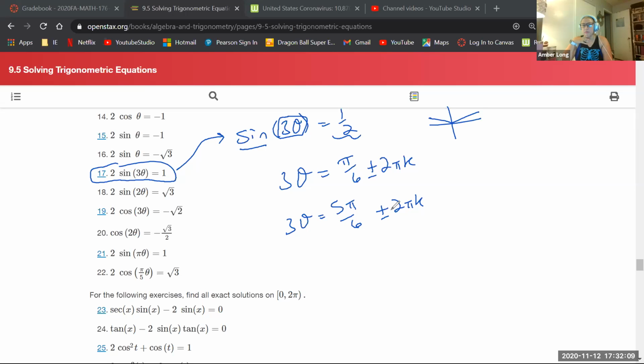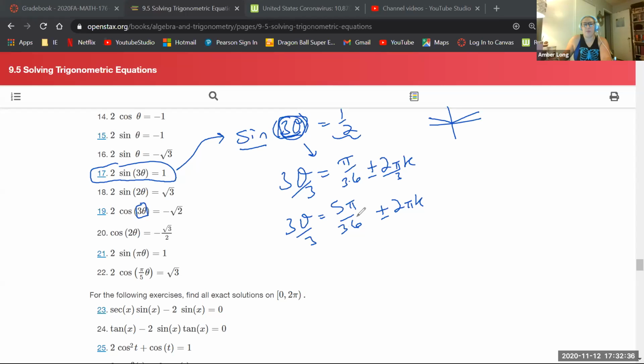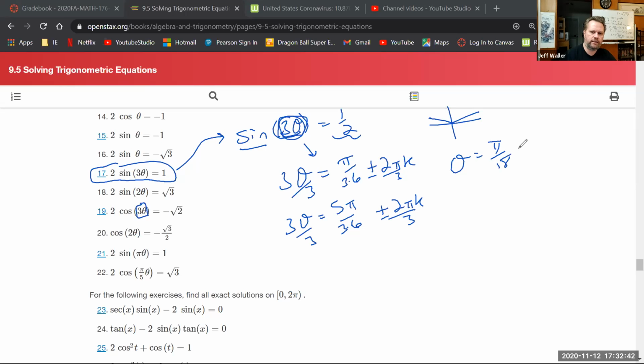Okay. So we're not done yet. But the first step is say, oh, 3 theta. That's one symbol. That's the 3 theta symbol, right? It's hard to say that fast. I hope you understand what I'm saying. So the first few steps are not any different as if this was just theta. You figure out what 3 theta is, and then now you divide by 3. So then you get theta is pi over 18, give or take 2 pi over 3k, or theta is 5 pi over 18, give or take 2 pi over 3k.